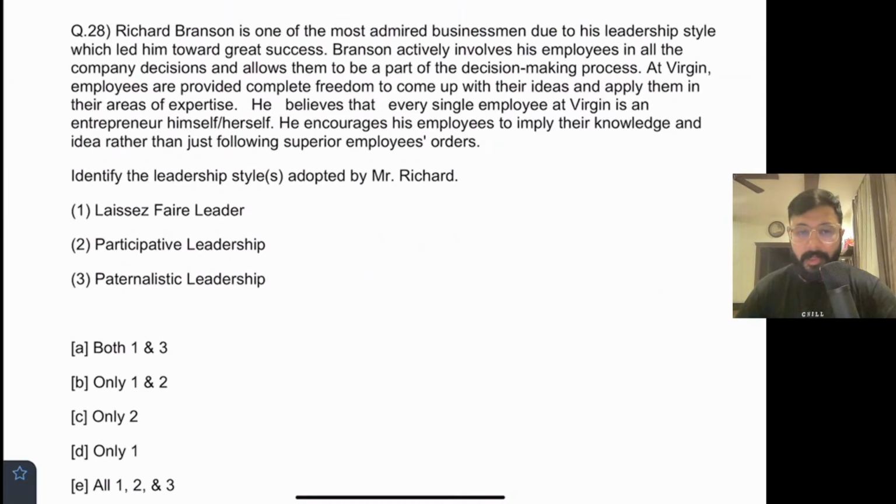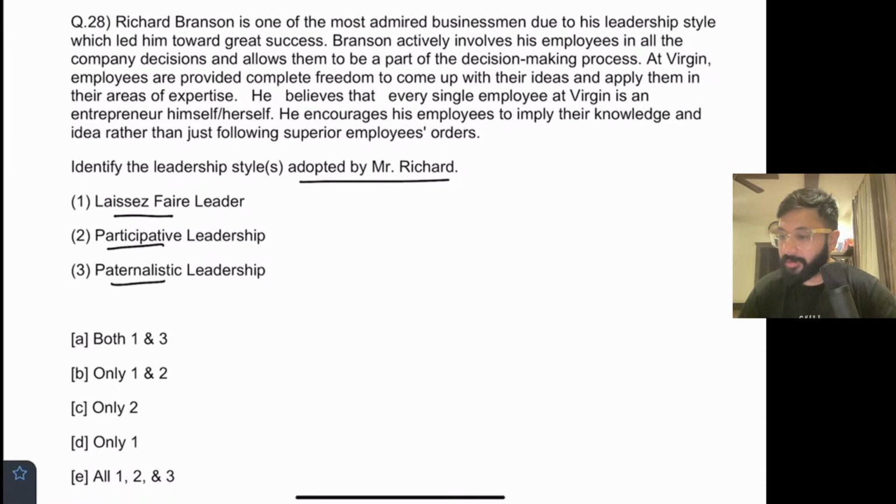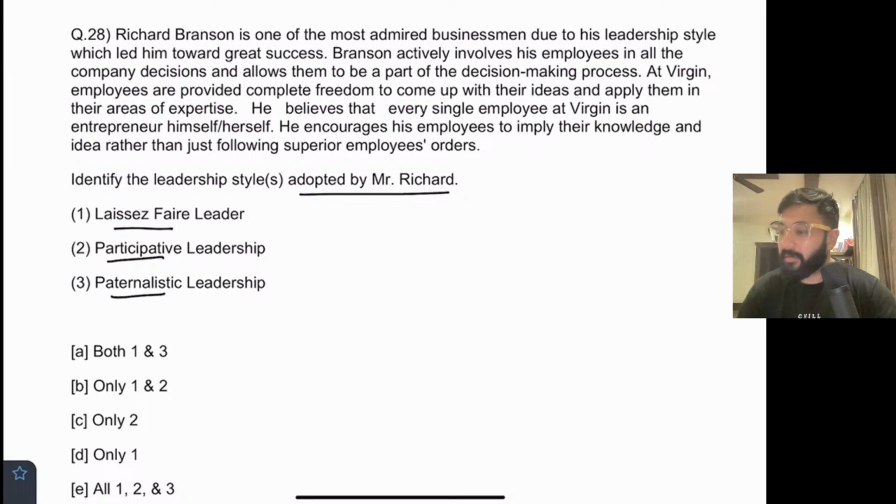Question 28 पे आते हैं. Richard Branson is one of the most admired businessmen due to his leadership style, which led him toward great success. टाइम कैसे बचाओगे? पूछा है कौन सा स्टाइल यूज़ किया है मिस्टर रिचर्ड ने. अब आते हैं क्वेश्चन पे. Branson actively involves his employees in all the company decision. Number 1, allows them to be a part of decision making process.